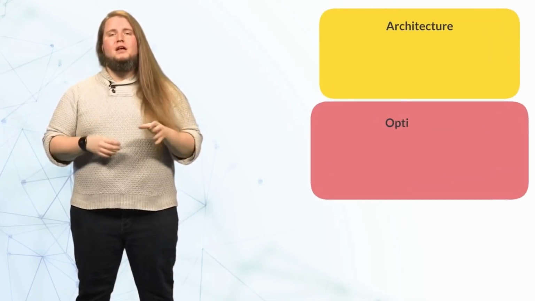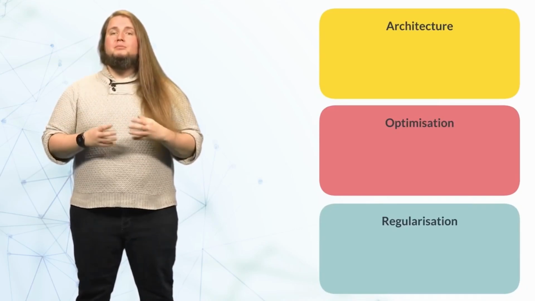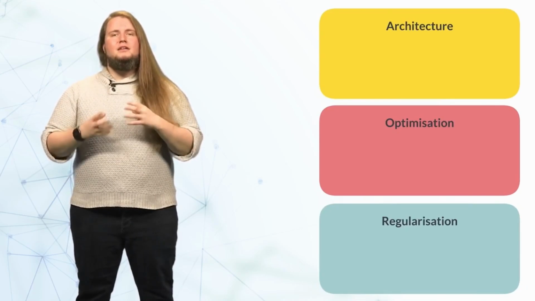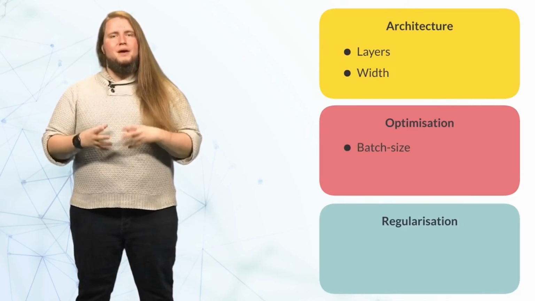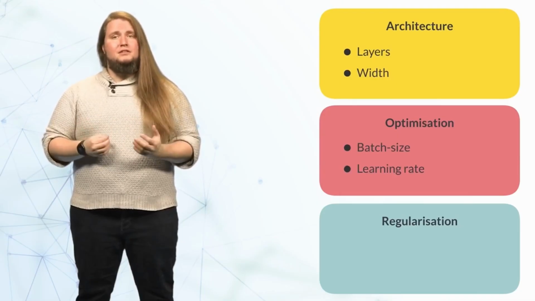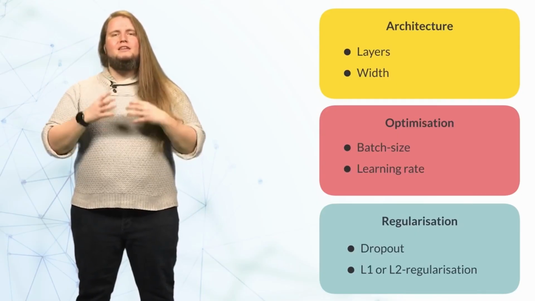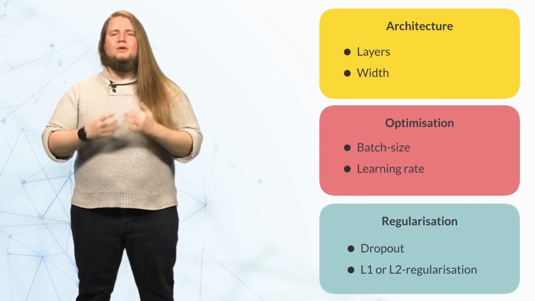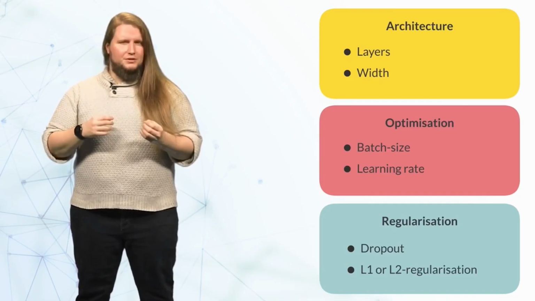There are many other hyperparameters that can be roughly divided into categories of architecture, optimization, and regularization. Examples of hyperparameters in architecture include the number of layers or their width. Optimization contains the batch size and learning rate we just discussed. And regularization includes different ways to avoid overfitting the network, like assigning a probability to randomly switch off learnable parameters per training step, called dropout.